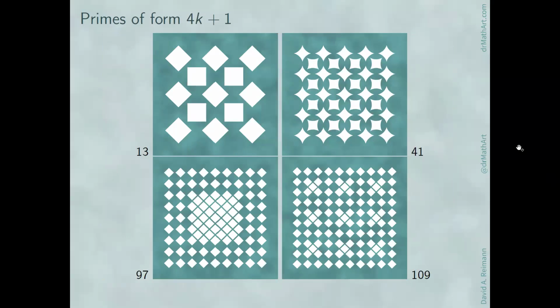So it turns out that anytime we have a prime of the form 4k plus 1, we can always write that as a sum of two squares.